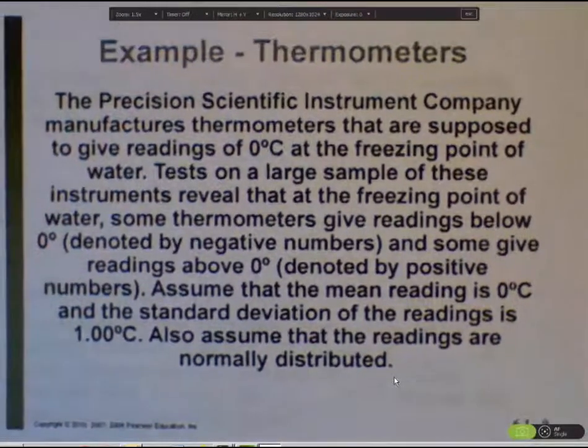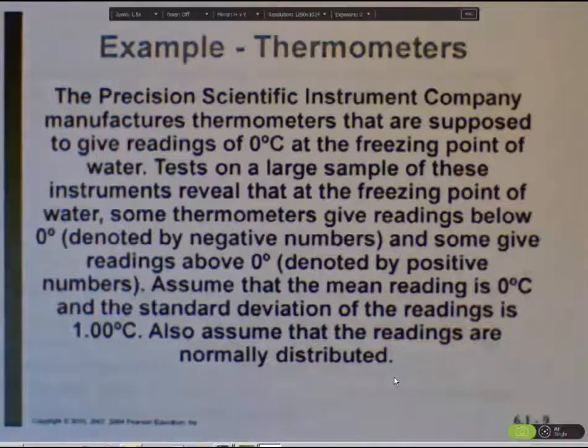All right, an example of a standard normal distribution could be thermometers that are using the Celsius scale. 0 on the Celsius scale corresponds to the freezing point of water. So if we were manufacturing thermometers, we would want the mean reading of those thermometers when in an ice bath to be 0. That's what they're supposed to read at the freezing point of water.